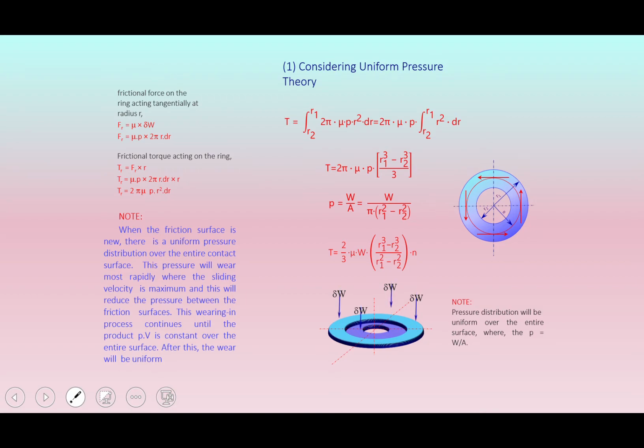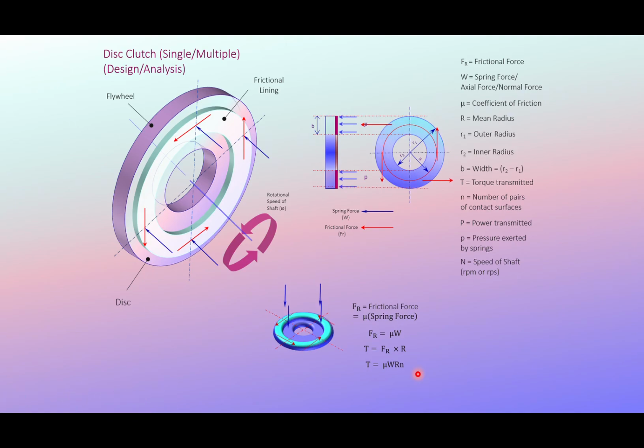So these are actually the proving formulas. You can just go through them because I have done it for you. I need to show you how the uniform pressure theory arrives at this formula here. Because earlier, our torque is equal to this only. This is the general formula for torque.